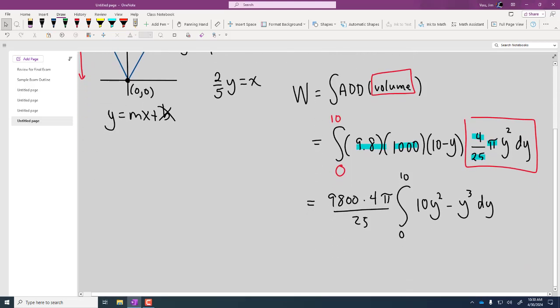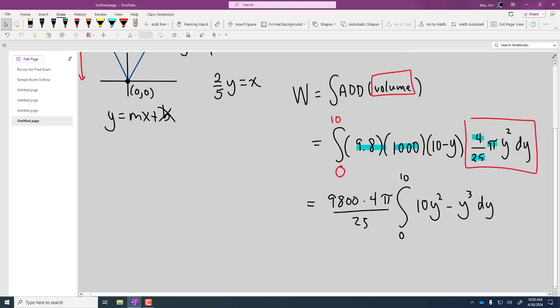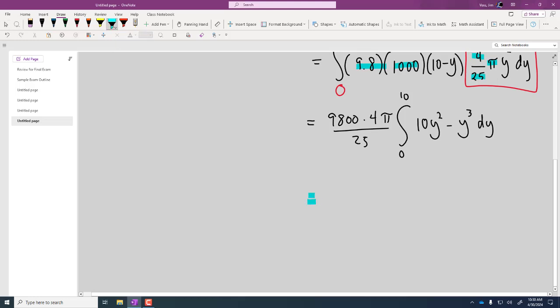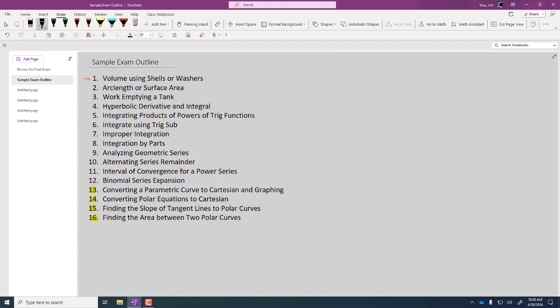Okay, so that is work. Oh, you need joules too at the end, don't you? Yes, exactly. So when all is said and done, we're going to end up with joules. Big number of joules, a ton of joules. So many joules. We'll be loaded. Okay, so work emptying a tank.